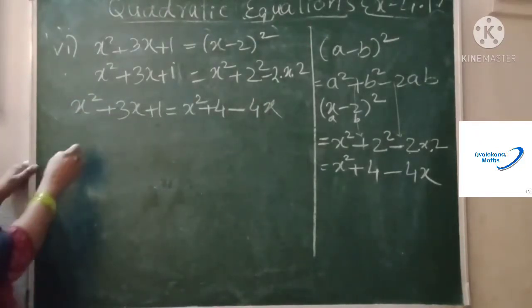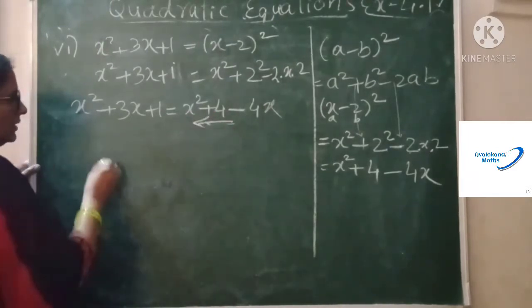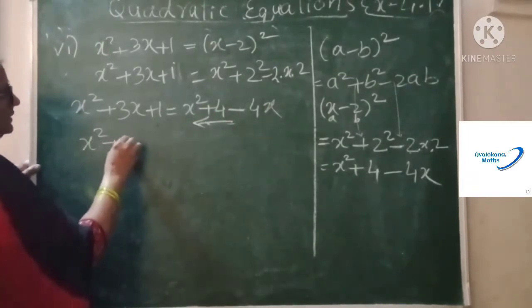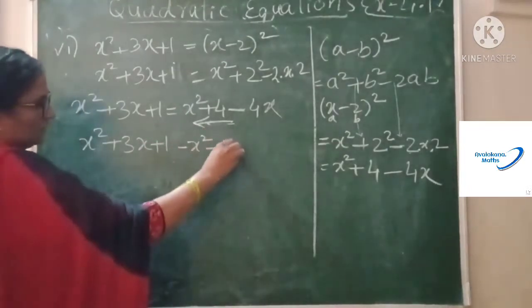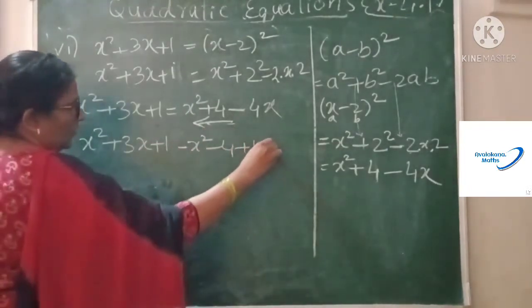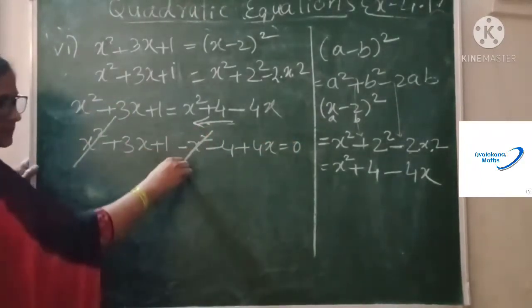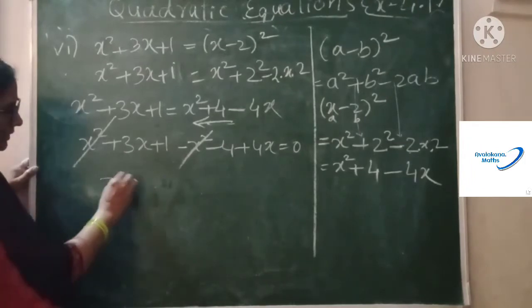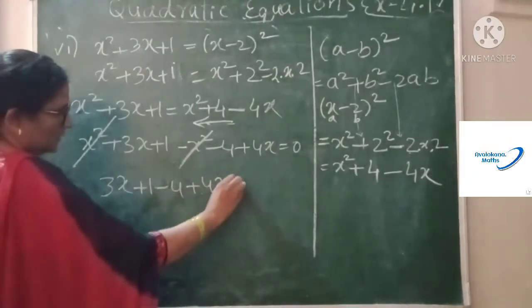We transfer the terms from RHS to LHS. This way we are transferring: x square plus 3x plus 1 minus x square minus 4 plus 4x equals 0. x square minus x square goes. Now you remain with 3x plus 1 minus 4 plus 4x is equal to 0.